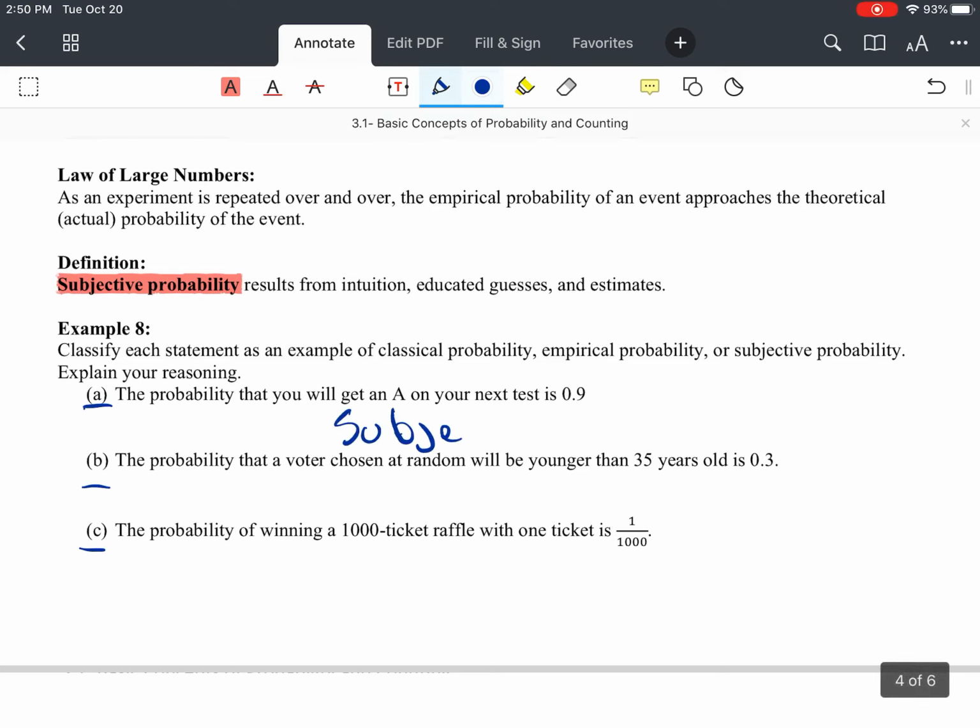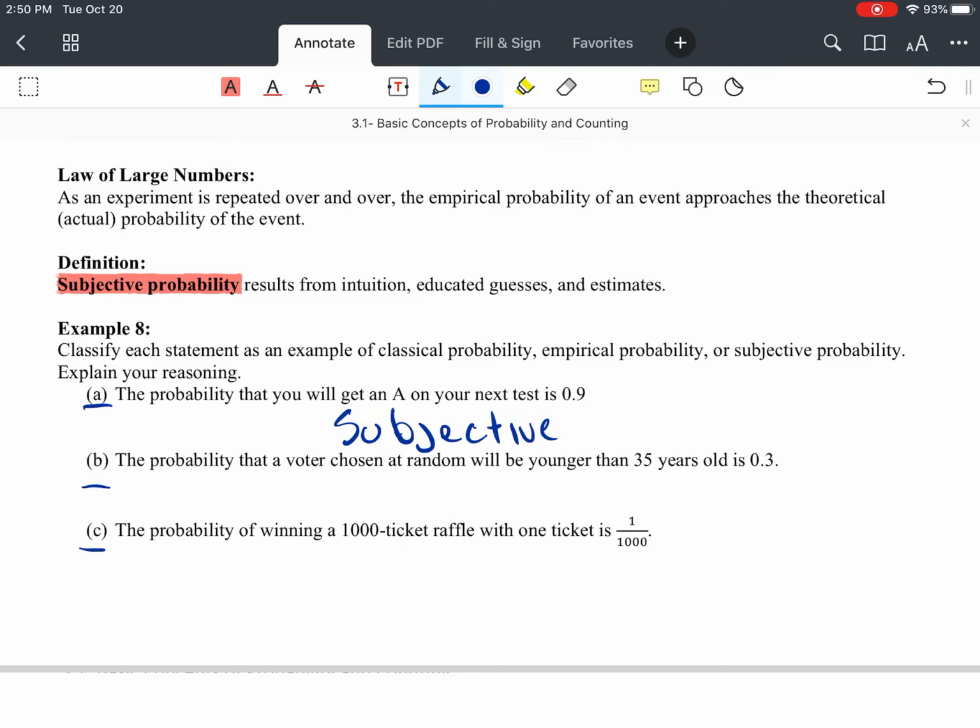So you believe that based on what you've done before and what you studied, we can say that this is very likely, but it's not necessarily calculable.